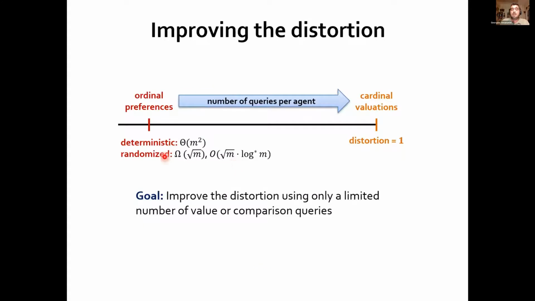Okay, so the idea is to go from this area where we have only ordinal preferences and we have distortion square root of m, or m squared for deterministic mechanisms and square root of m for randomized mechanisms, towards here where we have distortion 1. And of course, a trivial thing to do is ask everybody m queries and then we get distortion 1, but the goal is to improve the distortion using only a limited number of queries per agent.